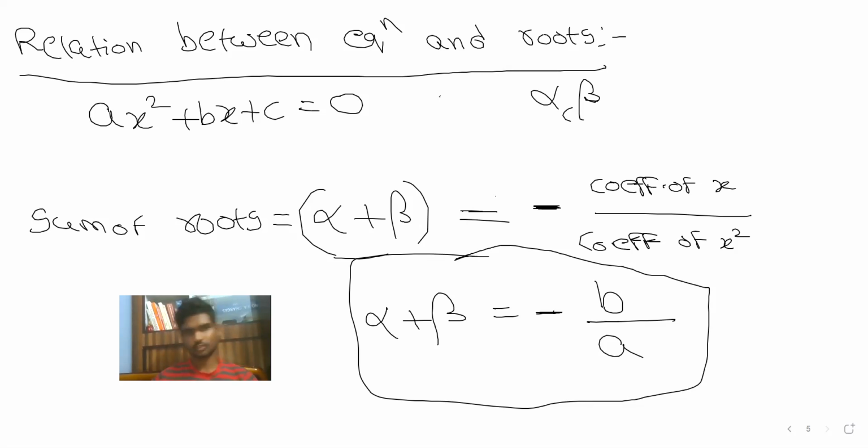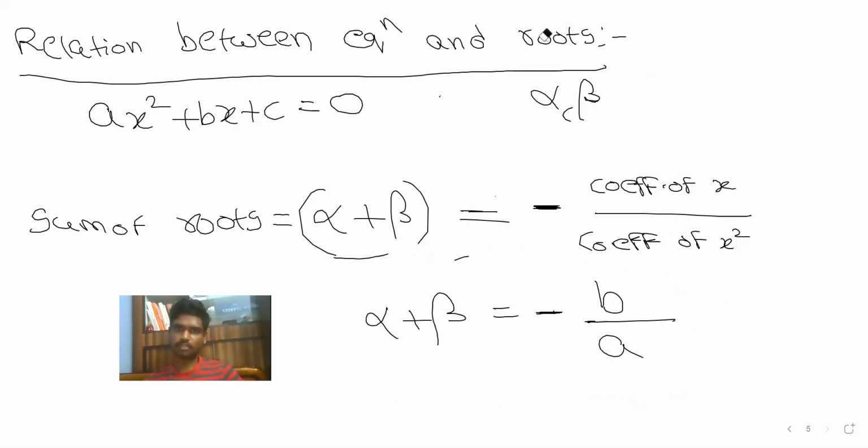So this is for power 2, right? Alpha plus beta equals minus b by a. So why it is coming like this is because always the sum of the roots is equal to, it starts with minus. Then the coefficient of 1 power less than the degree. So what is the degree over here? The highest term is x square, right?